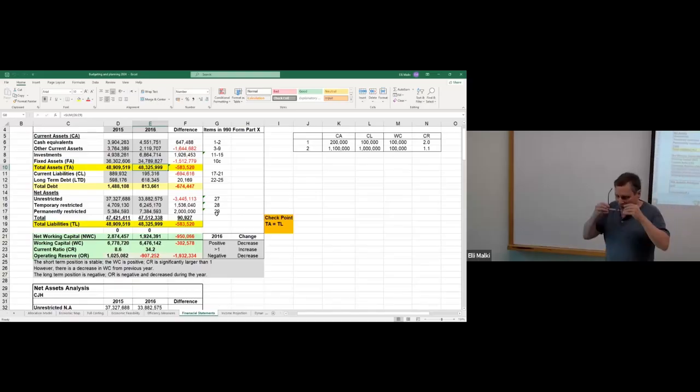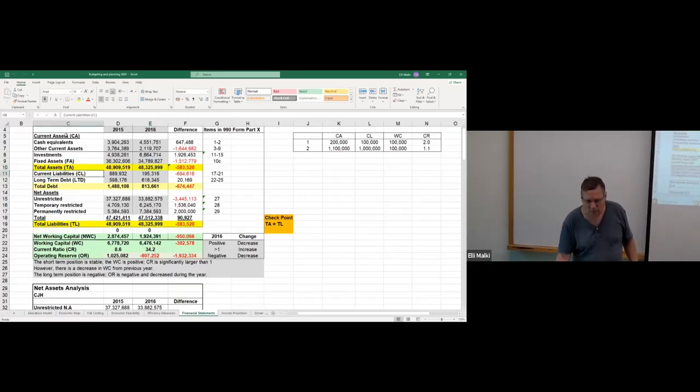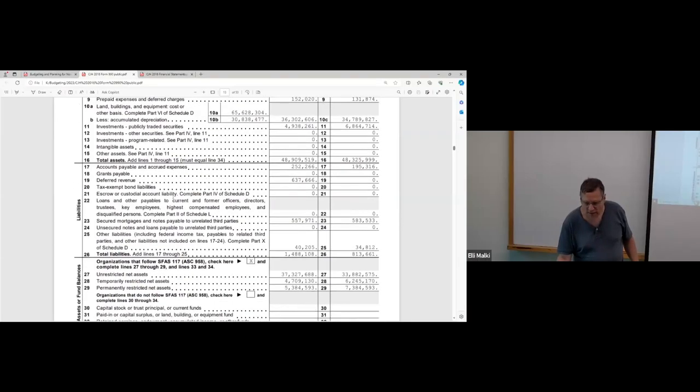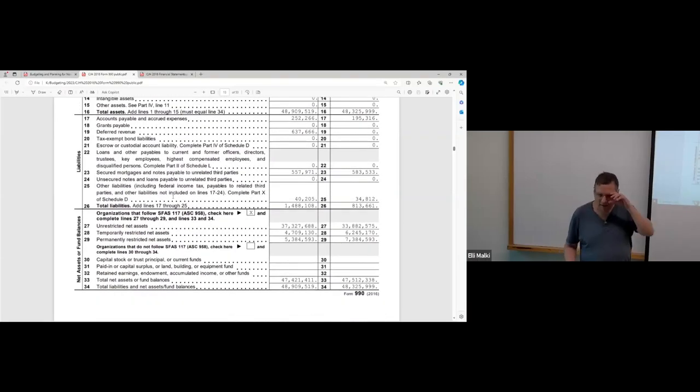But let's start with the external. So the external begins with current liabilities. In the same way that we have current assets, we have current liabilities, and a reference is to lines 17 to 21. So let's have a look. Okay, so you see this is the line between 16 and 17 is the line between assets and liabilities, and 17 to, what did I say? 21 are the current liabilities.